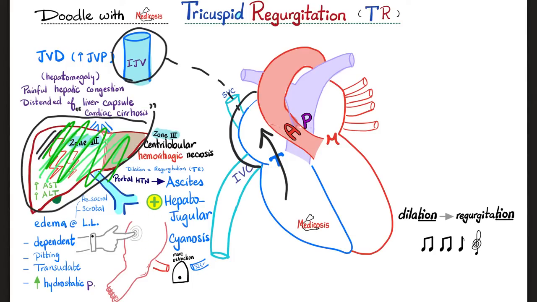In the lower extremities, we have edema in one or both lower extremities. This edema is dependent. It is pitting. It is caused by transudate, not exudate, due to increased hydrostatic pressure rather than decreased oncotic pressure. But if this were true cirrhosis, then the edema will be caused by both high hydrostatic pressure and low oncotic pressure. And we're going to talk about this in greater detail in my gastroenterology playlist.